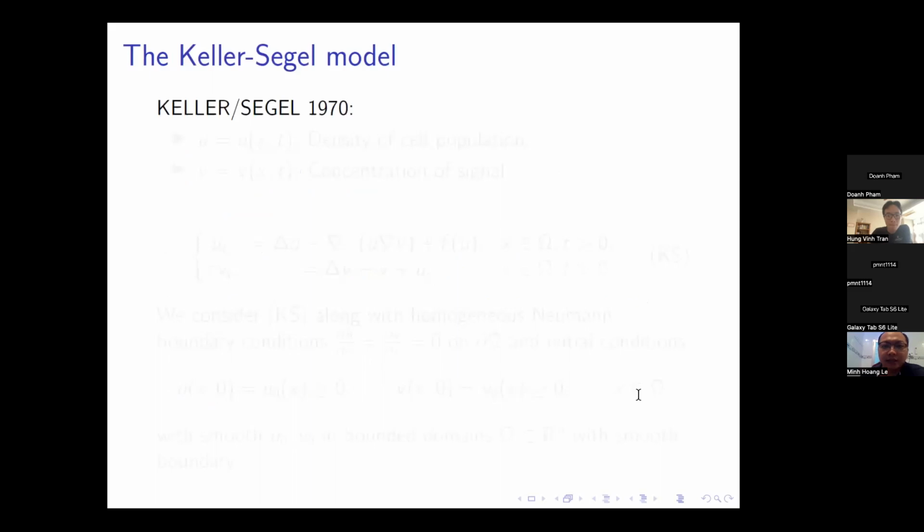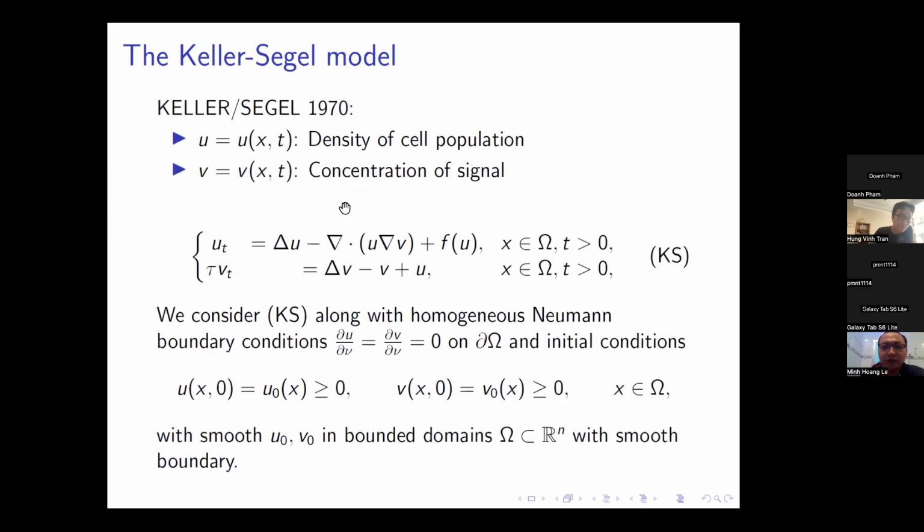So how about mathematics? One of the first models was introduced and studied by Keller and Segel in 1970. Here, the function u stands for the density of the population, and v the concentration of the signal. The PDEs here describe the density and the concentration of the signal. The first equation is a nonlinear parabolic equation. f(u) is the source, this is the diffusion term, and this is the reaction term.